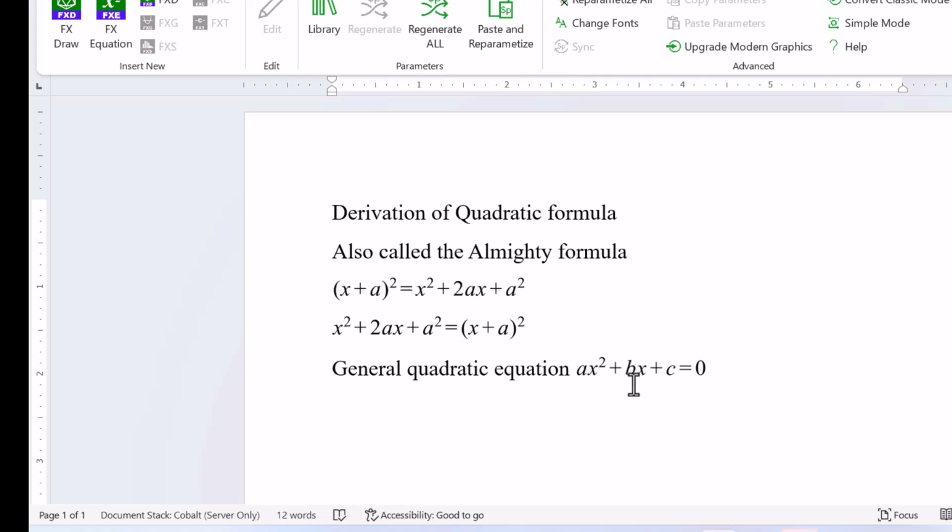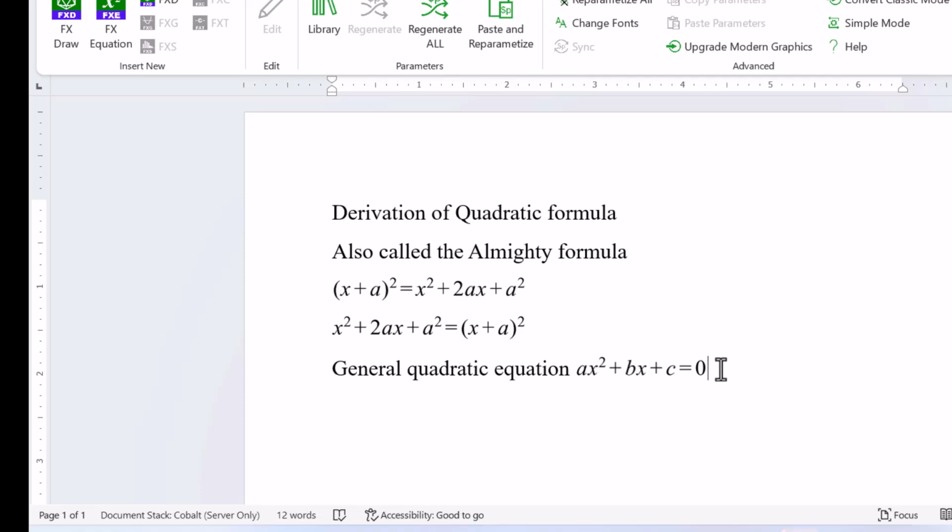So to start, remember the principle of this second point. I said pick the ones with squares here, put them in a bracket, then raise them to power 2. But now this general quadratic equation does not have squares on both sides. It only has a square on one side, which is the x.